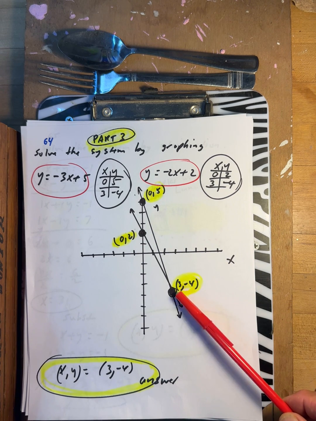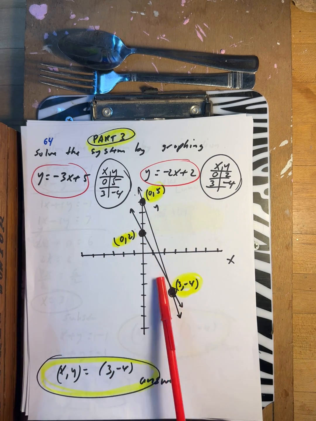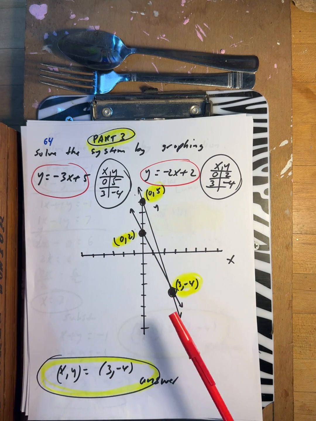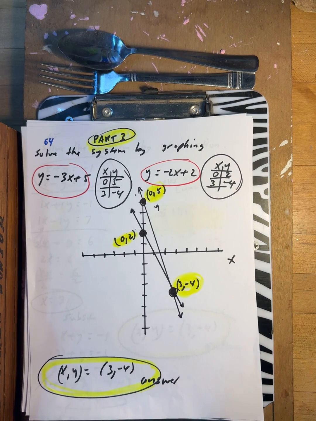They intersect right there, see it? So first line, and there's a second line, they intersect right there. So at their intersection, 3 and -4, that's the answer right there, 3 and -4.